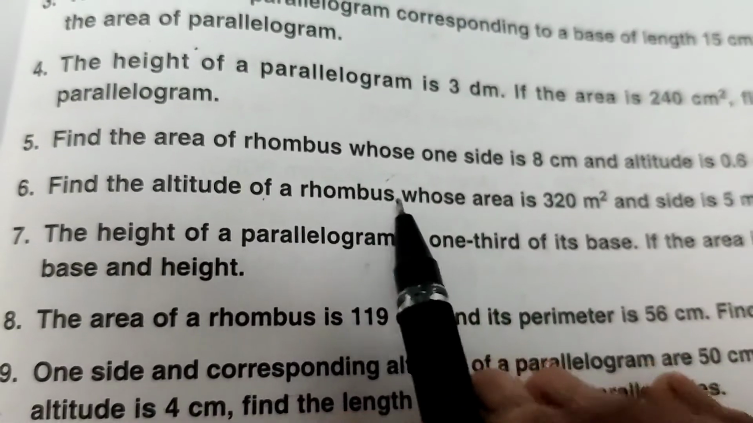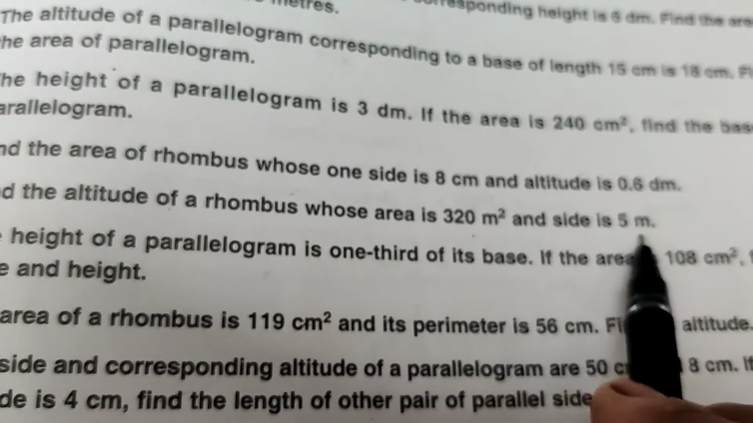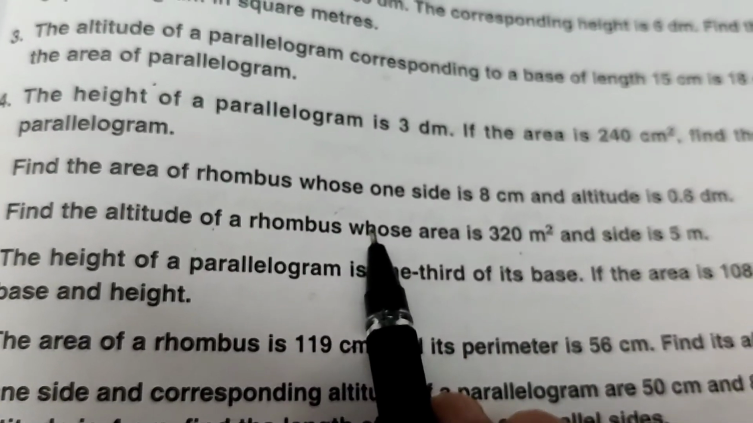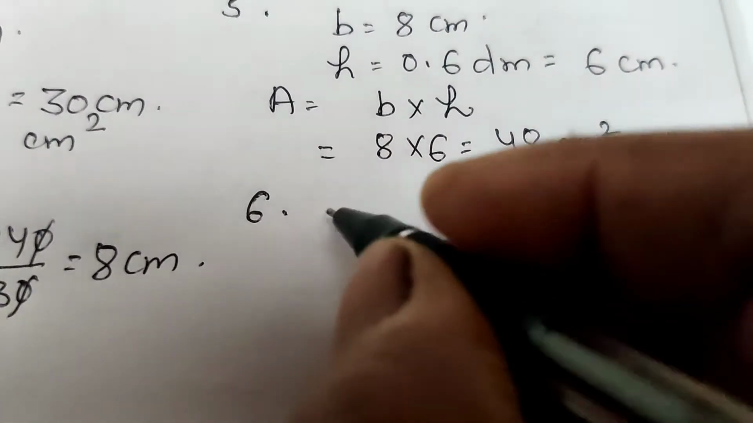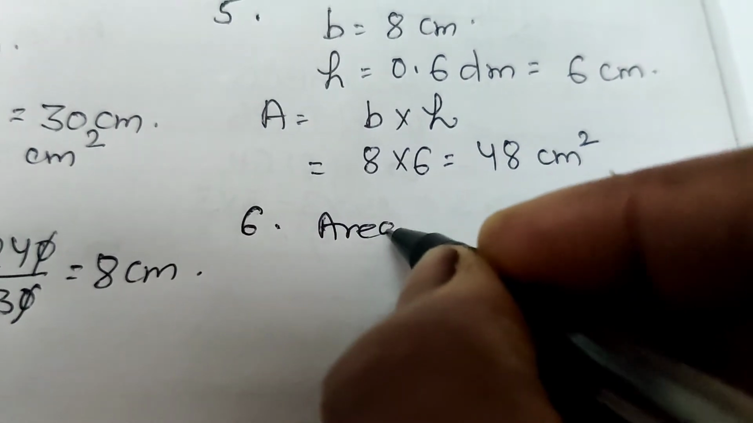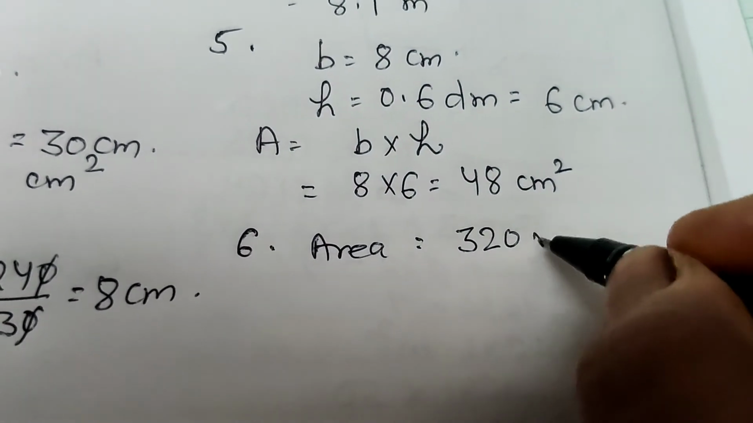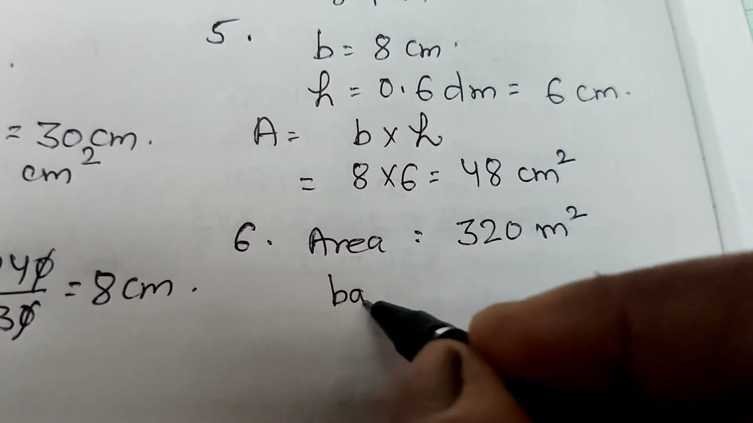Find the altitude of a rhombus whose area is 320 meter square and side is 5 meter. The altitude of a rhombus means the height of the rhombus. The area of the rhombus is given as 320 meter square, and the base is equal to 5 meter.